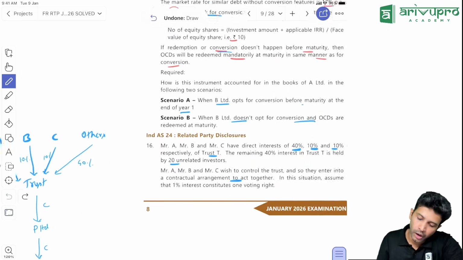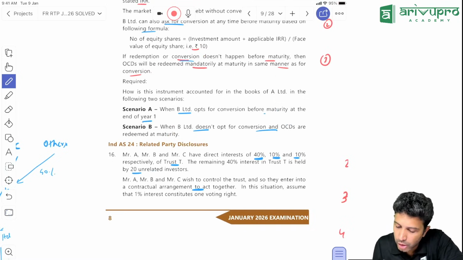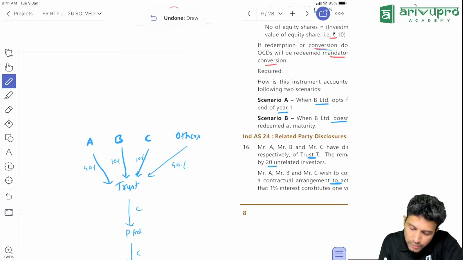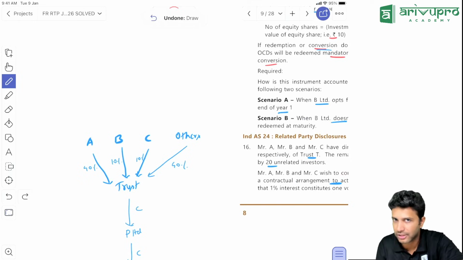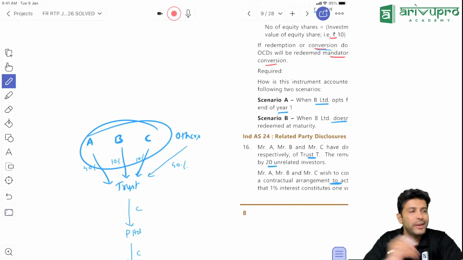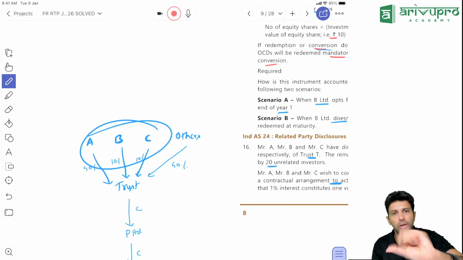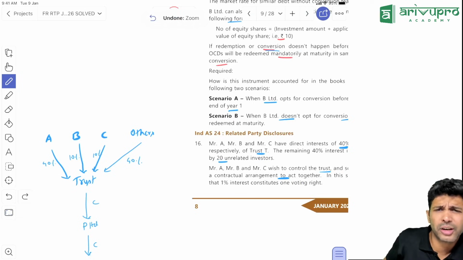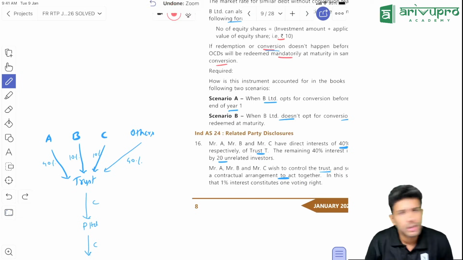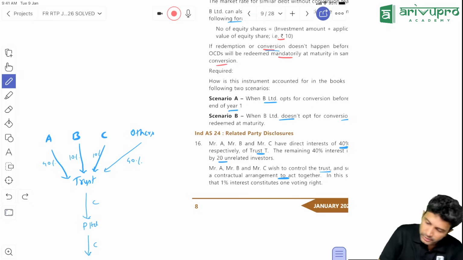Mr. A, Mr. B, and Mr. C wished to control the trust and so entered into a contractual agreement to act together. Sir, if you just check, none of them has more than 50%, so individually, nobody has control. But these 3 people have made a contractual agreement that they'll control this trust together. A contractual agreement would be a joint arrangement then, yes or no? Because there is joint control happening here. They've agreed to act together.